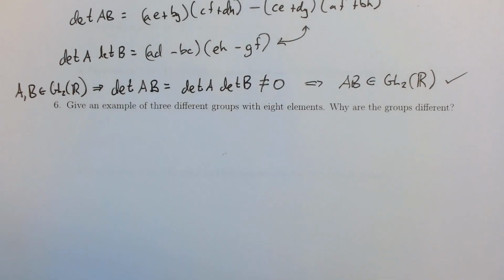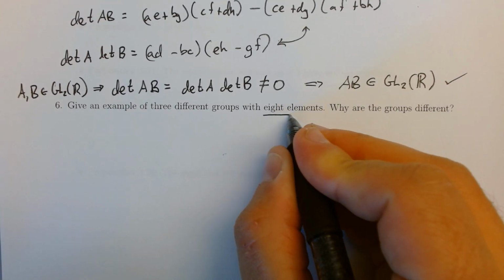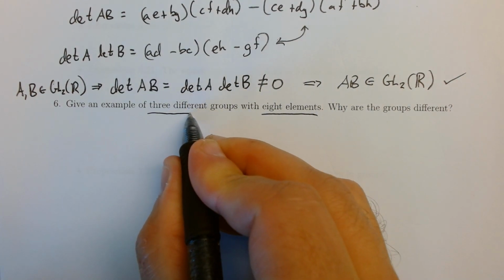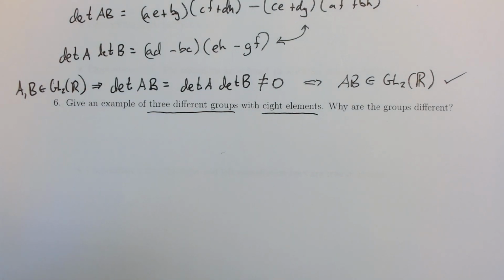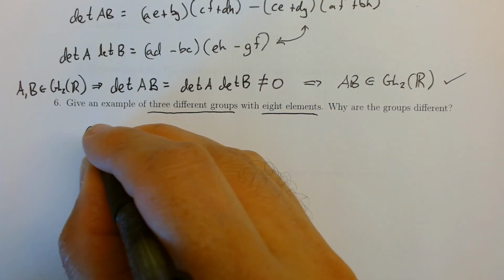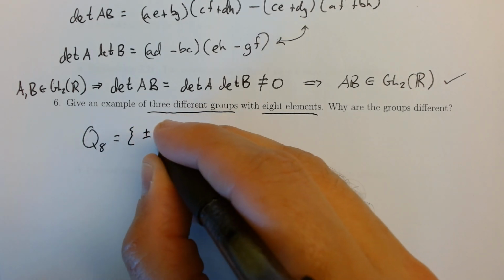Next, if you fix the number of elements, you do get a finite number of possible groups in each case. So here we're looking at groups with 8 elements, and we want to construct 3 different groups. We did see one example, Q8, is an example of a group with 8 elements. So let's write down what that was.